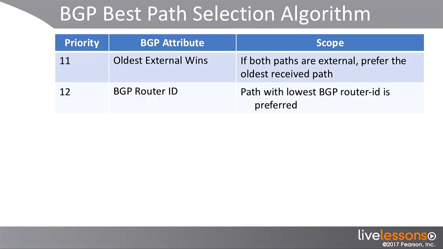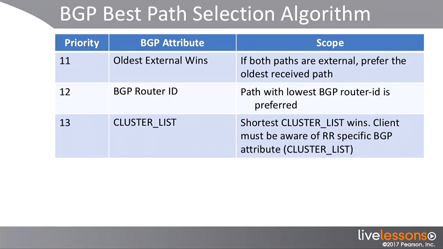BGP router ID. Based on which router has the lowest BGP router ID, the path learned from that particular router ID is selected as the best path. Cluster list. Remember, cluster list is specific to route reflectors only. The path with the shortest cluster list always wins.